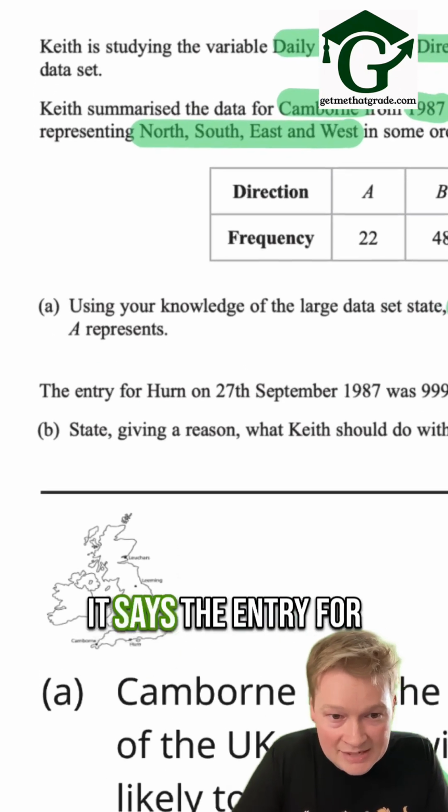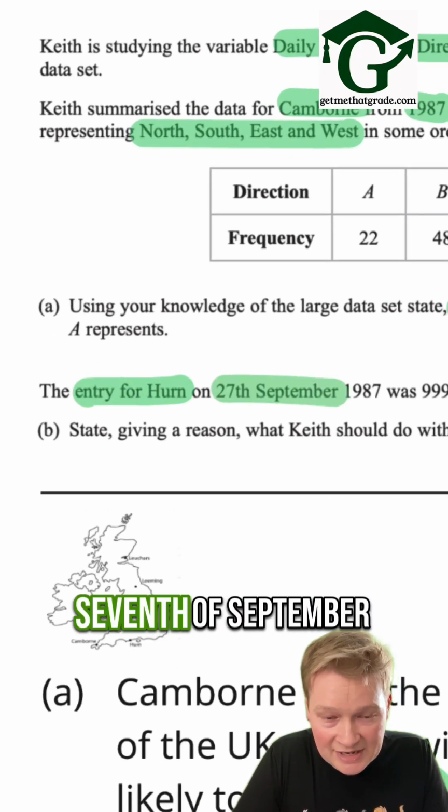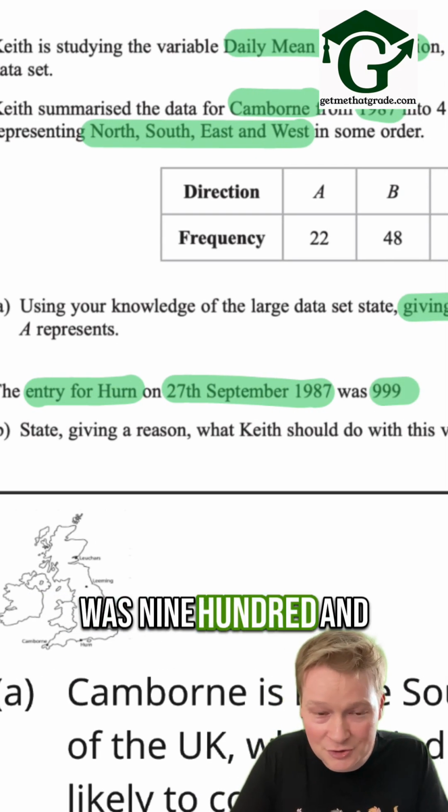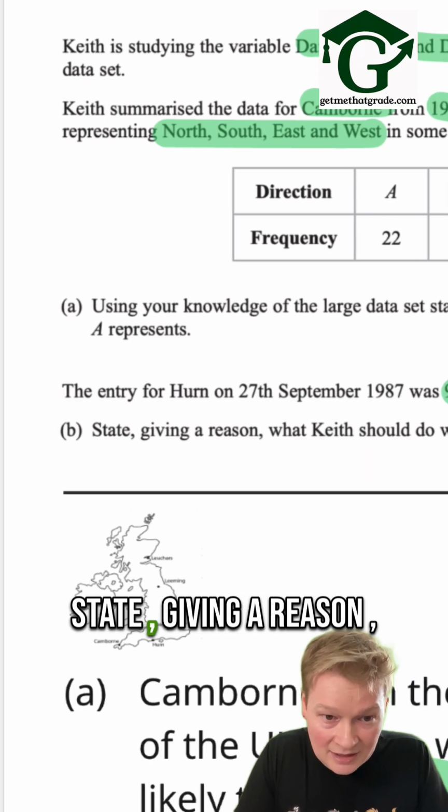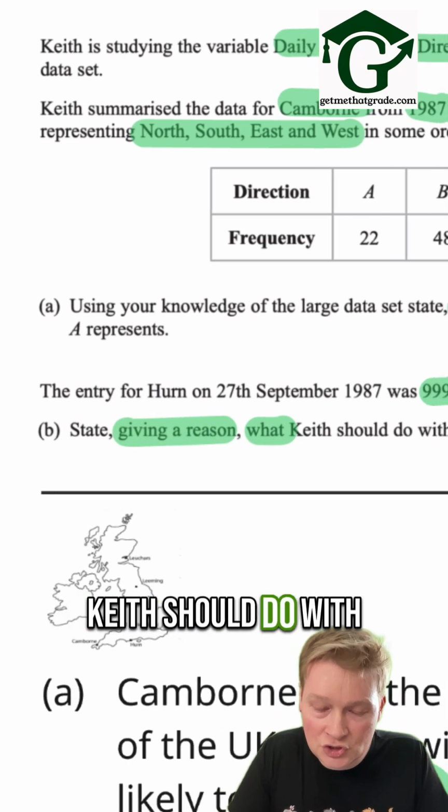Part B. It says the entry for Herne on the 27th of September 1987 was 999. Okay, so that's the important number, 999. State, giving a reason, what Keith should do with this value.